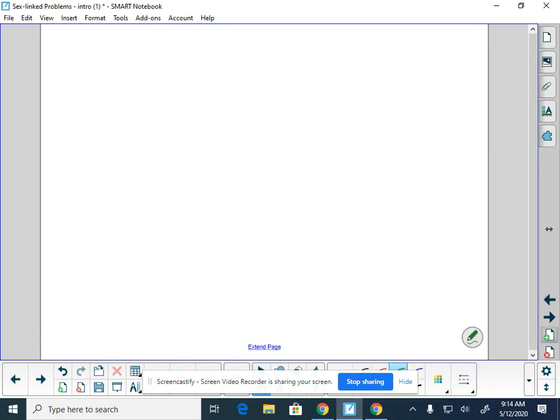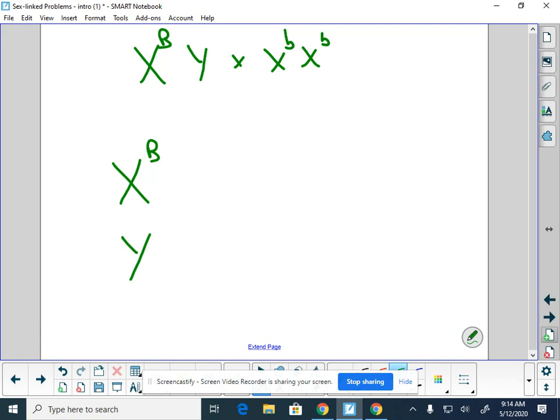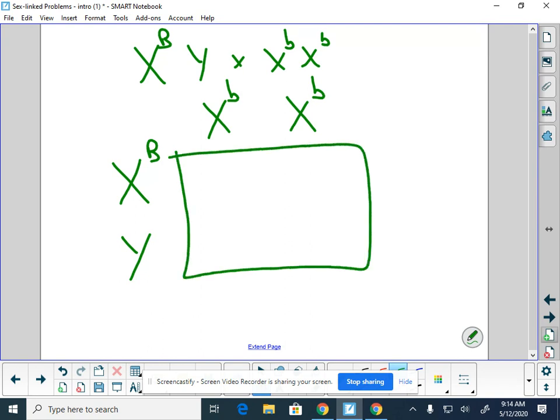And now we have to do the gametes. So it's X^B Y times X^b X^b. The male can segregate his two chromosomes in this way. He could have an X^B in his sperm, or he could have a Y in his sperm. The female can have an X^b in her eggs, or an X^b in her eggs. That's her only option for this female.